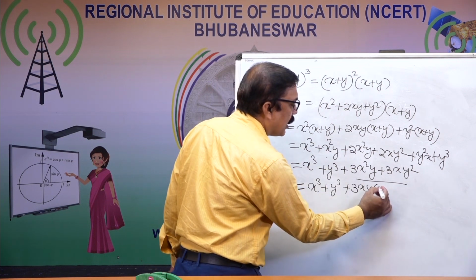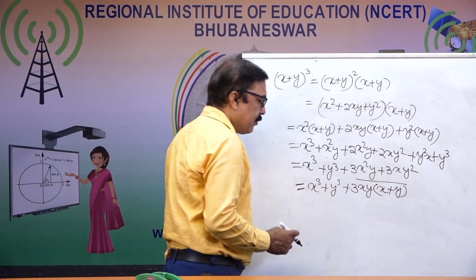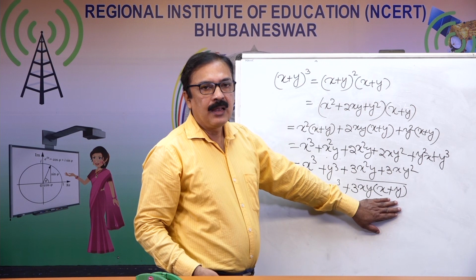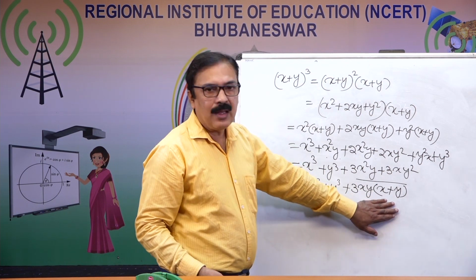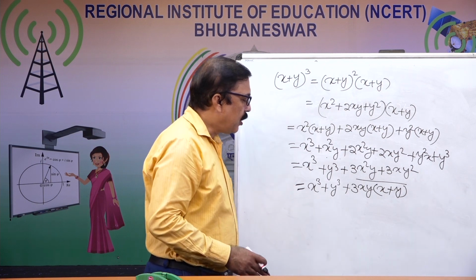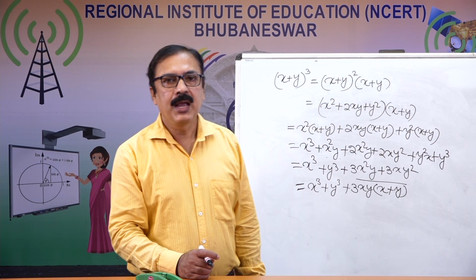From this we get x, from this we get y. So this is an easily identifiable form, that is x cube plus y cube plus 3xy into x plus y.